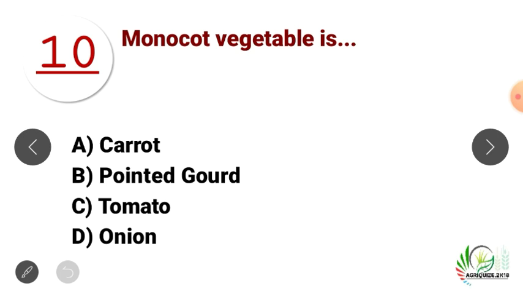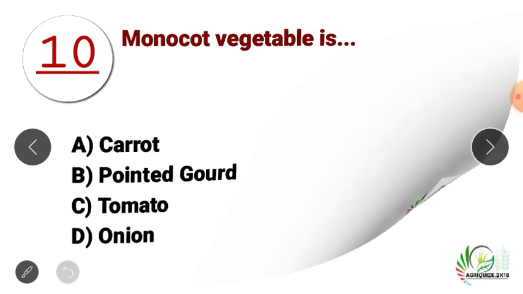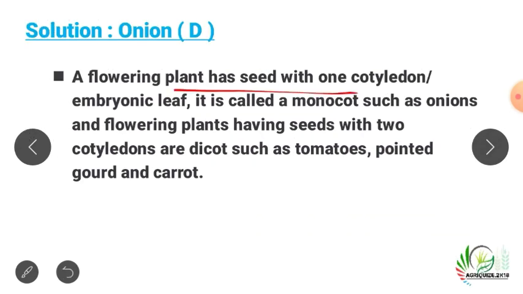Question number 10. Monocot vegetable is? Option D, onion. All other three are dicot vegetables. A flowering plant that has seed with one cotyledon or one embryonic leaf is called a monocot, such as onion, and flowering plants having seeds with two cotyledons are dicots, such as tomatoes, pointed gourd, and carrot.